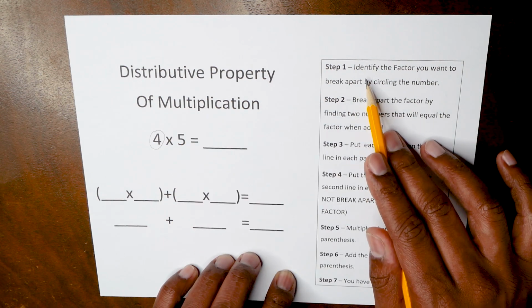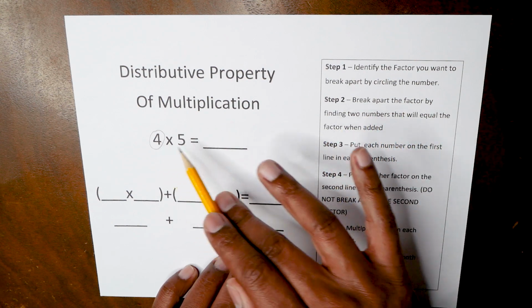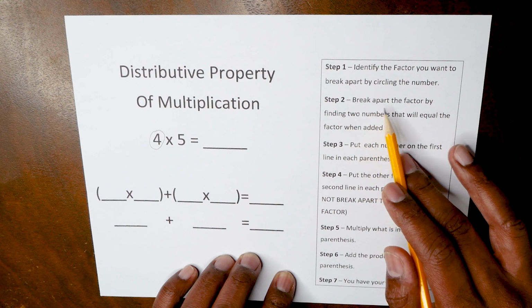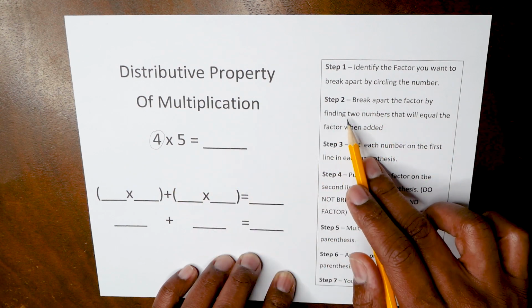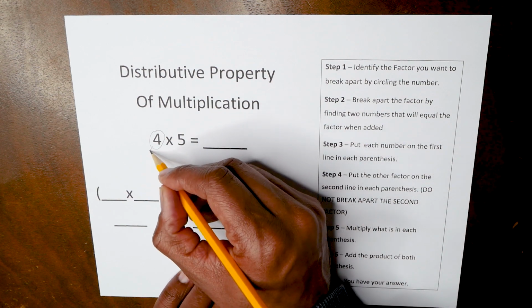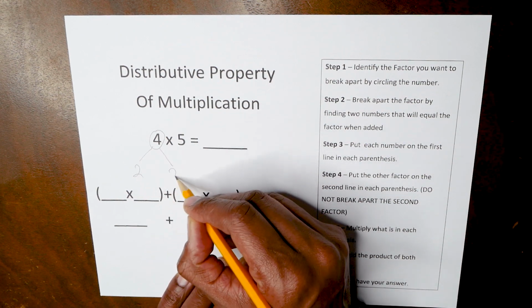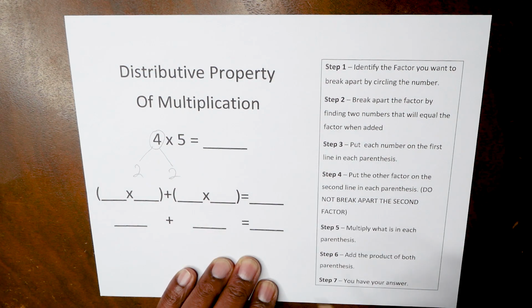Now that I did step 1, I'm going to break apart the factor, which is these 2 numbers are factors. I'm going to break apart the factor that I circled and find 2 numbers that will equal that factor when added. So I'm going to break it apart and put 2 and 2. Okay, so that's real easy. 2 double is 4. 2 plus 2 is 4.